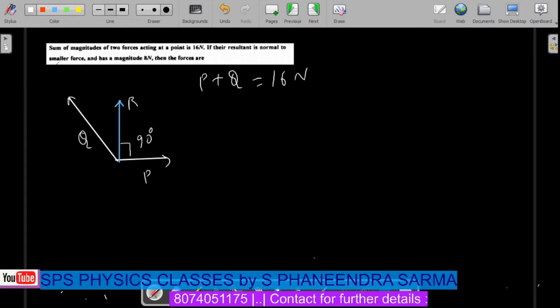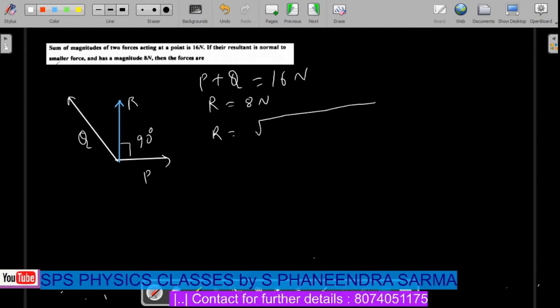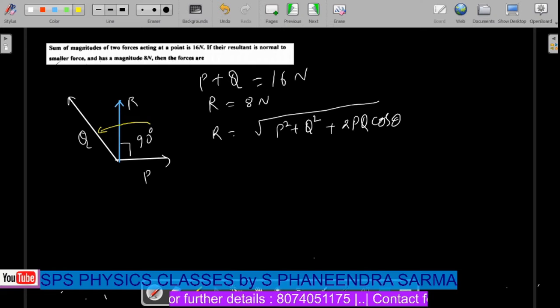Now, in this case, R is equal to 8 newtons, already given. So what is the formula for R here? R, according to the parallelogram law of vectors, is given by root of P square plus Q square plus 2PQ cos theta. We need to find the angle between the two vectors. So from here to here, the entire angle is called theta. That theta has to be substituted here.